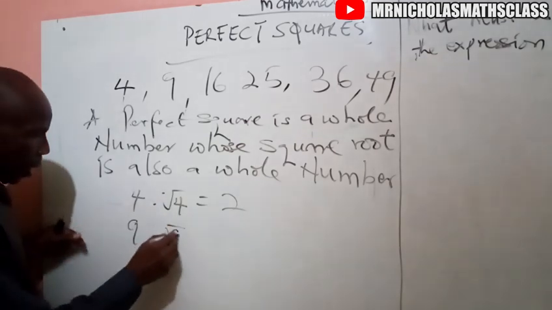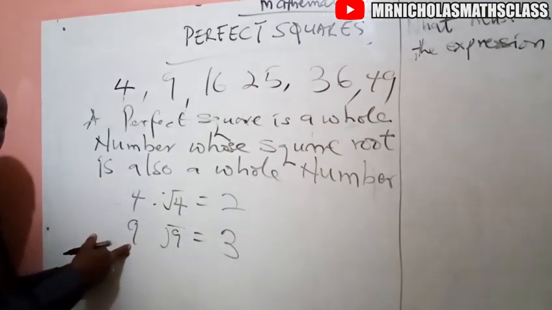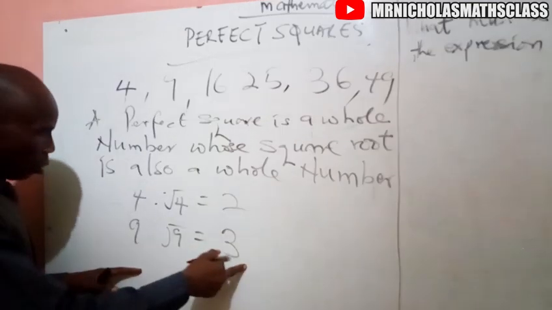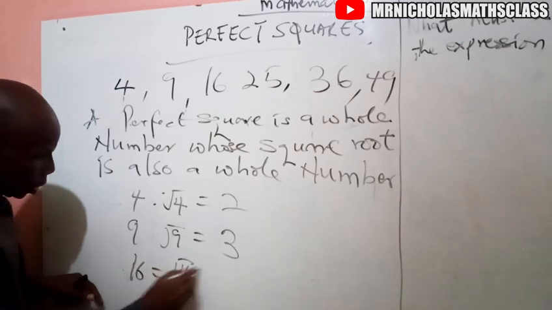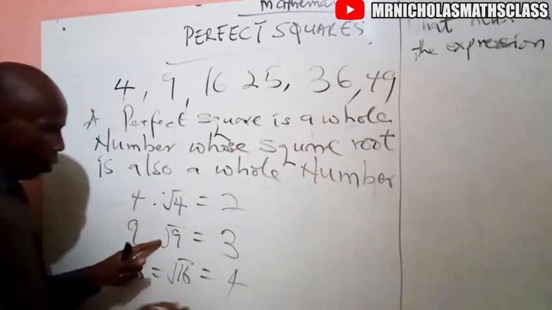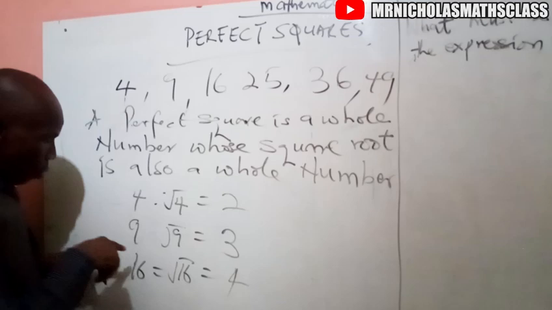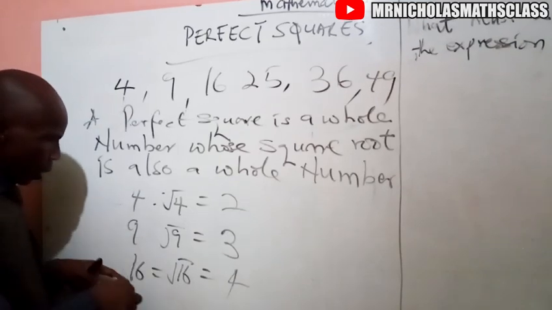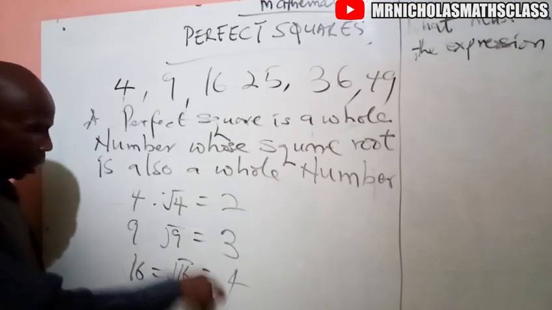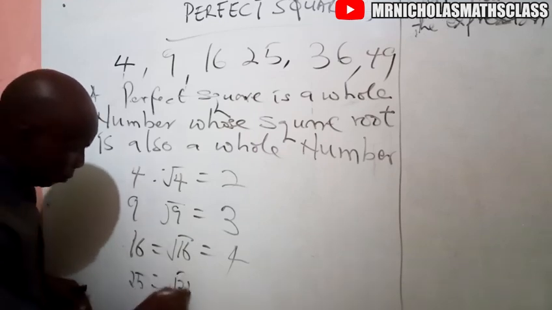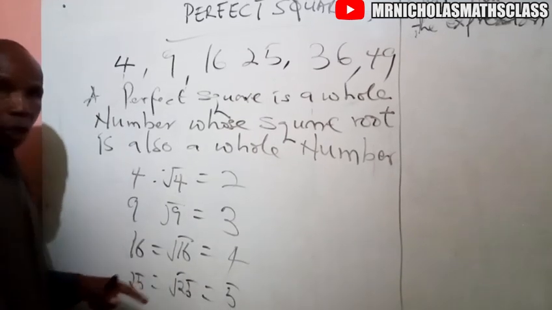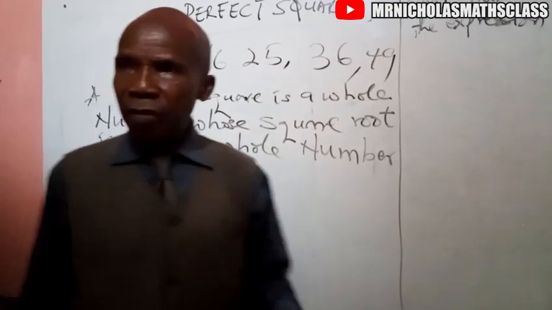The square root of 9 is 3. 9 is a whole number, and the square root is also a whole number. Then we have 16. What is the square root of 16? That is 4. 4 times 4 is 16. So 16 is a perfect square because the square root of 16 is a whole number, which is 4. Then 25. The square root of 25 will give us 5. So 25 is a perfect square.